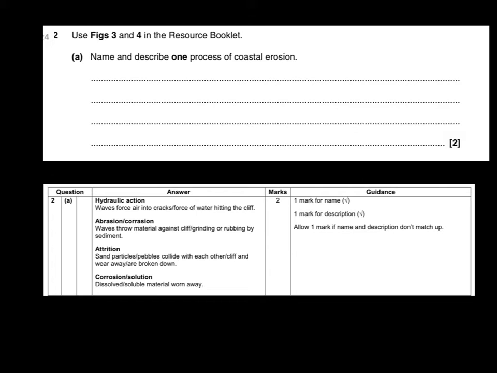Quite simply, the answers are down here. You got 1 mark for each of the words in bold, that'd be hydraulic action, and 1 mark for the explanation. So this is when waves force air into cracks or the force of water hitting the cliff. Another mark for using the word abrasion, and another mark for explaining that's where waves are throwing material against the cliff or where the sediment in the waves grinds or scrapes against the cliff. Another mark for attrition, and that's basically when they bang into each other and are broken down, become rounded and smoother and smaller. And finally, 1 mark for mentioning corrosion and talking about the dissolving of material. So 1 mark for the term, 1 mark for the explanation.